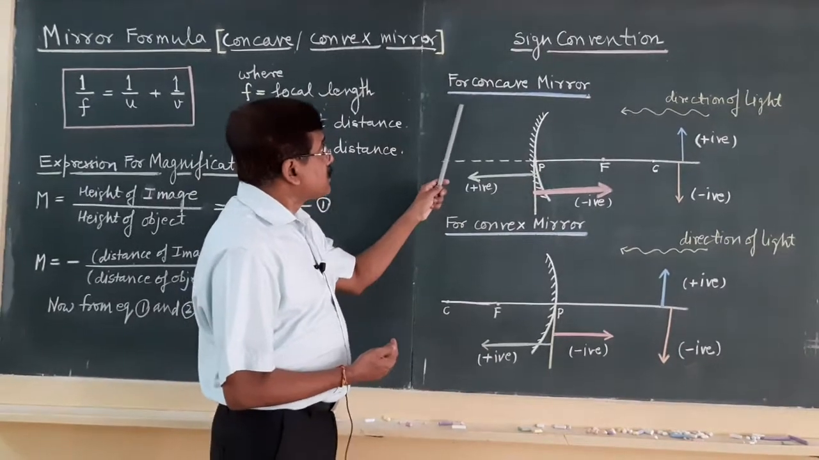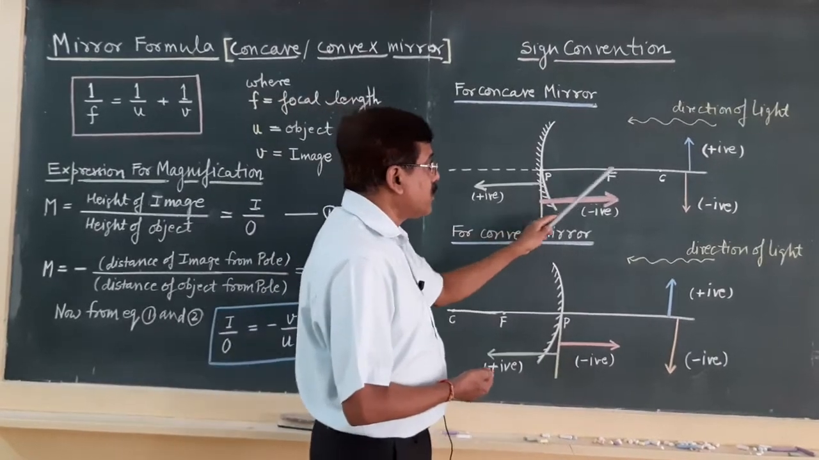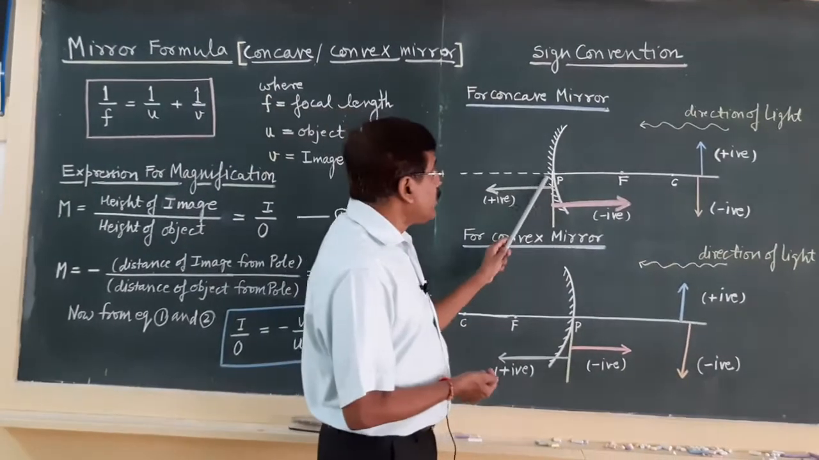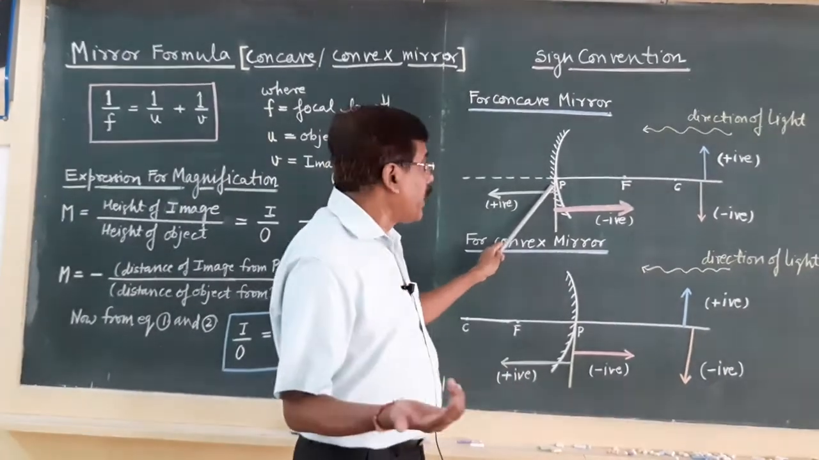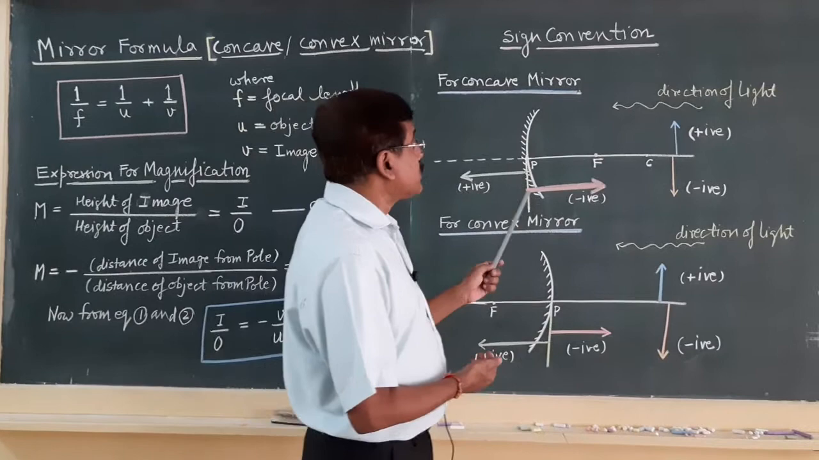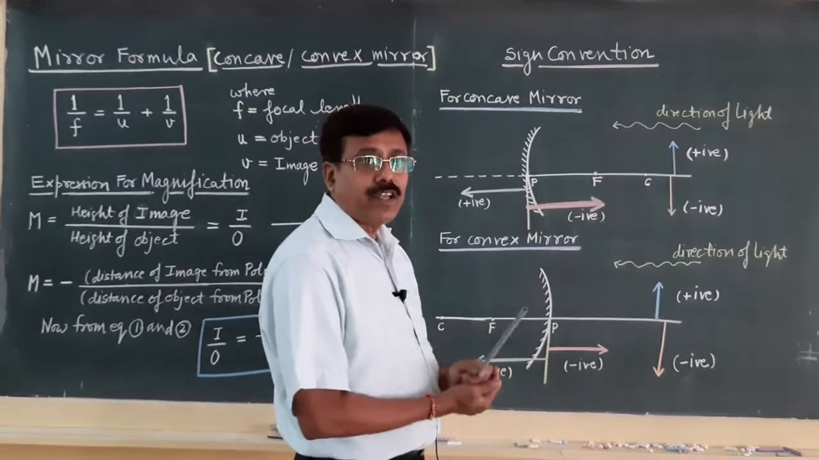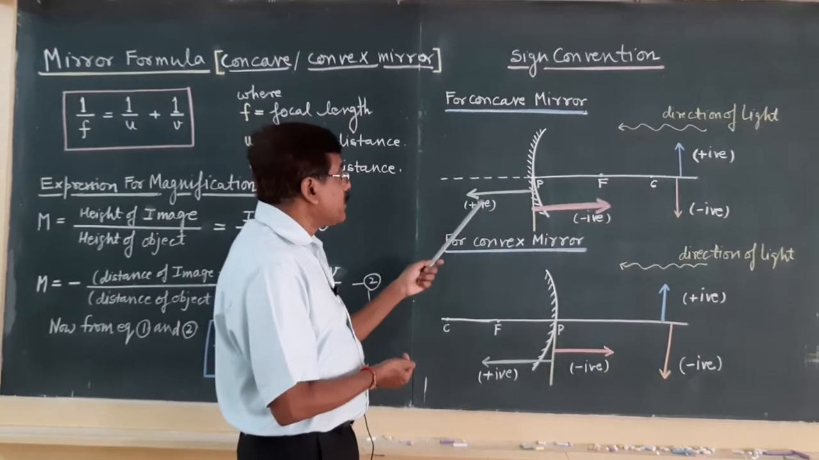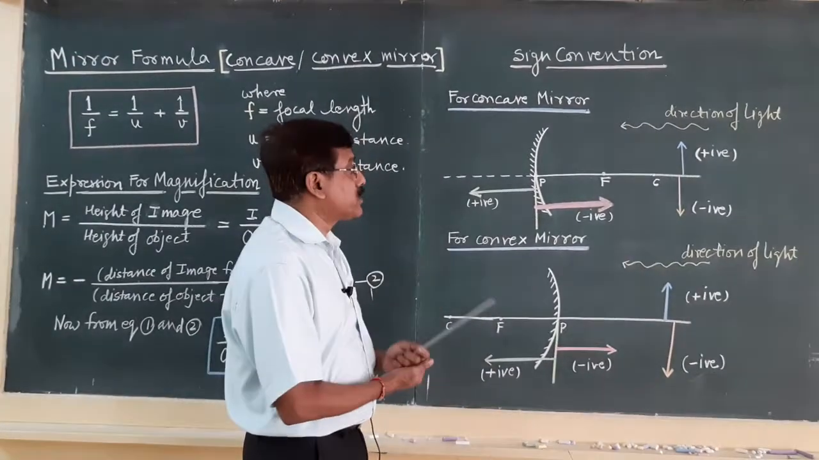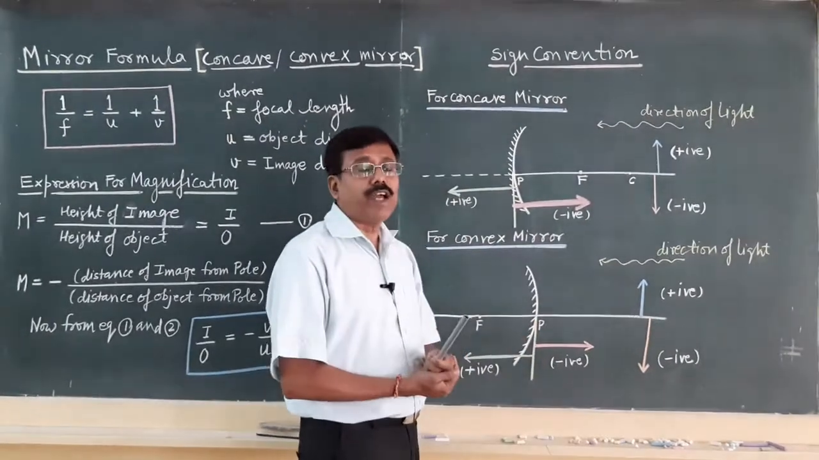This is a concave mirror, this is the pole, this is the focus, this is the center of curvature. The first simple rule is you have to measure all the distances from the pole. It means the pole acts as the origin for distance measurement. Rule number 2, all the distances opposite to the direction of light propagation are taken with negative sign, and the distances taken in the direction of light propagation are always positive.